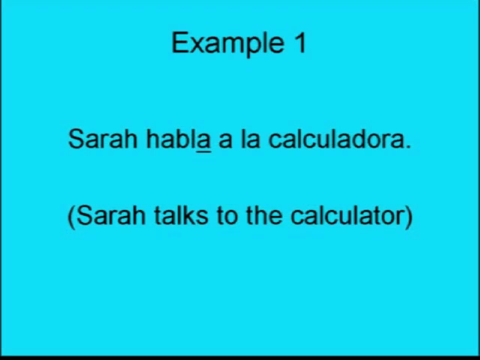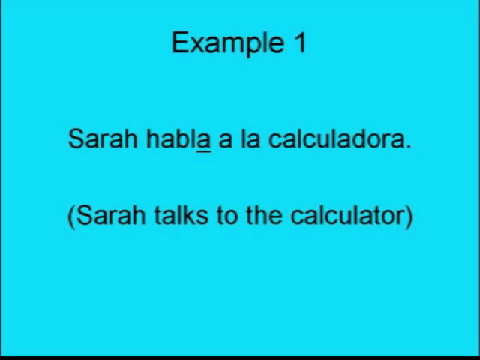In example 1, we had Sarah habla a la calculadora. The first thing that we did to form this sentence was, of course, to look up the infinitive meaning to talk. In the Spanish dictionary, we found that the infinitive was hablar. We cut off the AR ending, and we were left with habl, which means absolutely nothing.